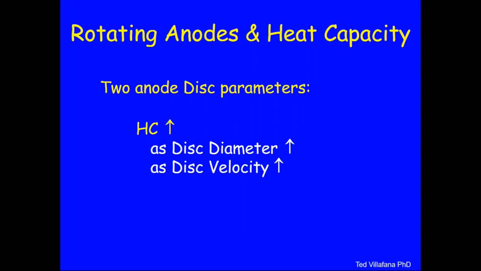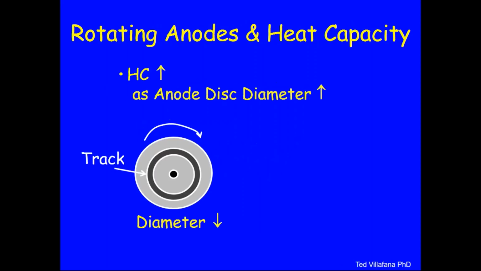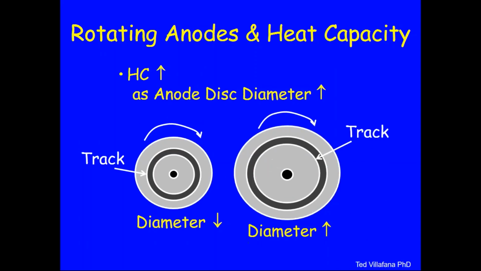Okay. Now, we've been looking at the fact that these anodes are rotating. There's two parameters associated with the rotation. You have the disk diameter and the disk velocity. Let's look at the diameter first. What you see over here is a particular anode with a particular periphery track. But now let's look at a larger diameter anode.